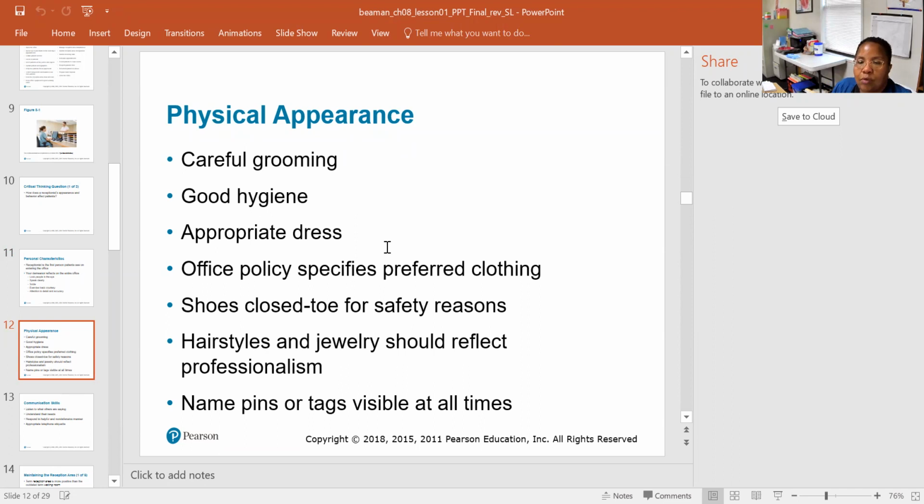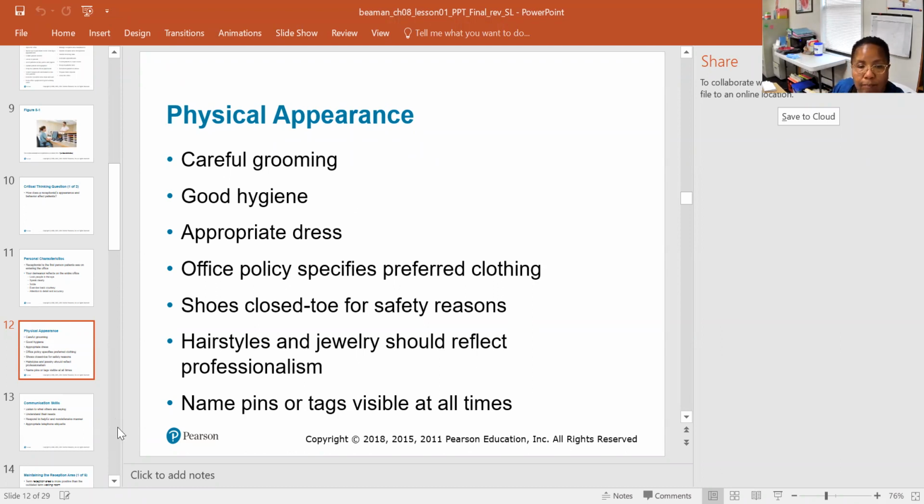Office policy specifies preferred clothing. Shoes, closed toe for safety reasons. Hairstyles and jewelry should reflect professionalism. Name pins and tags visible at all times. What do we call what goes on in the office, how it's handled in the office? Protocol. The protocol. All right, protocol. Very good, Sonia. The protocol.